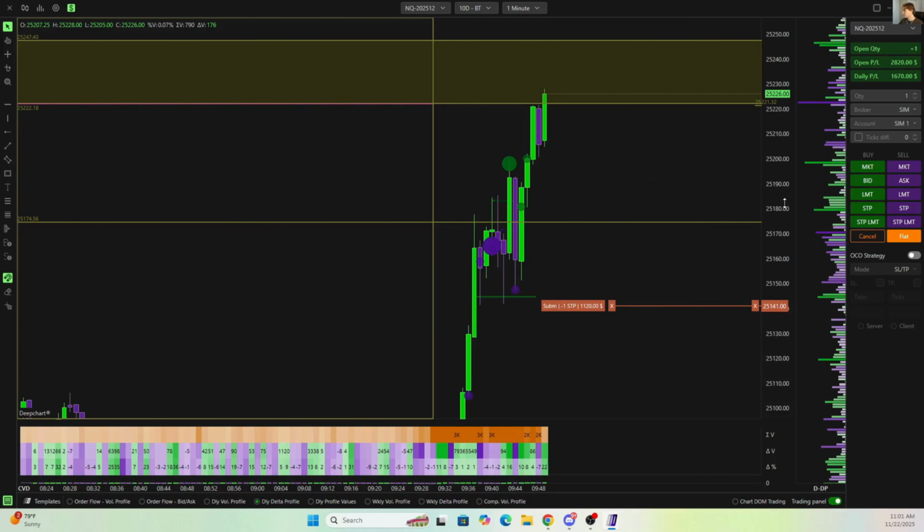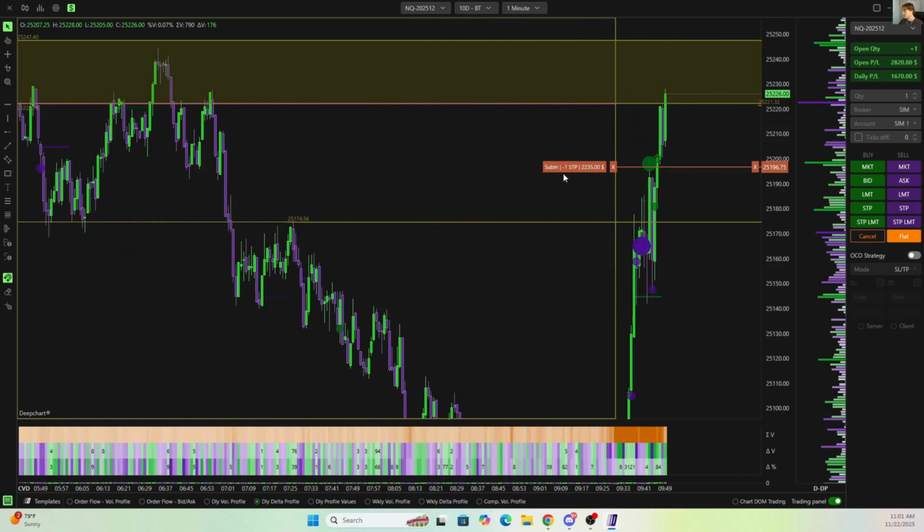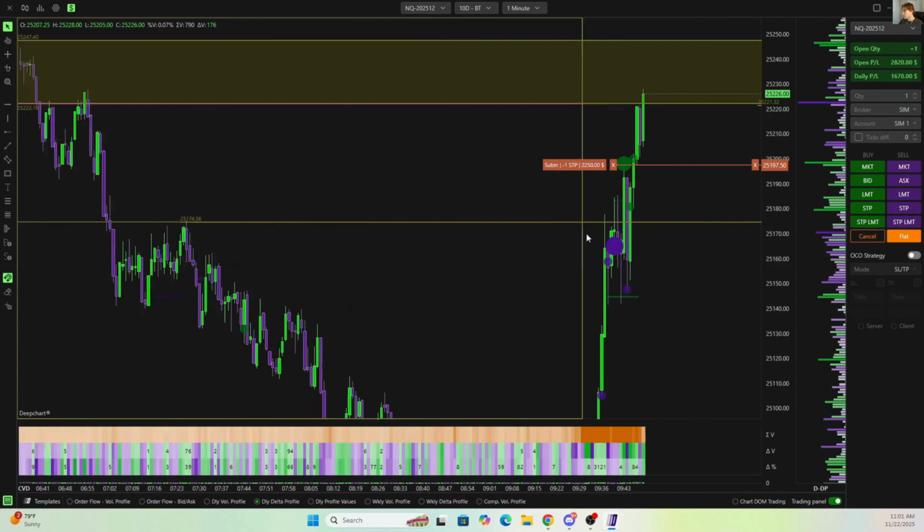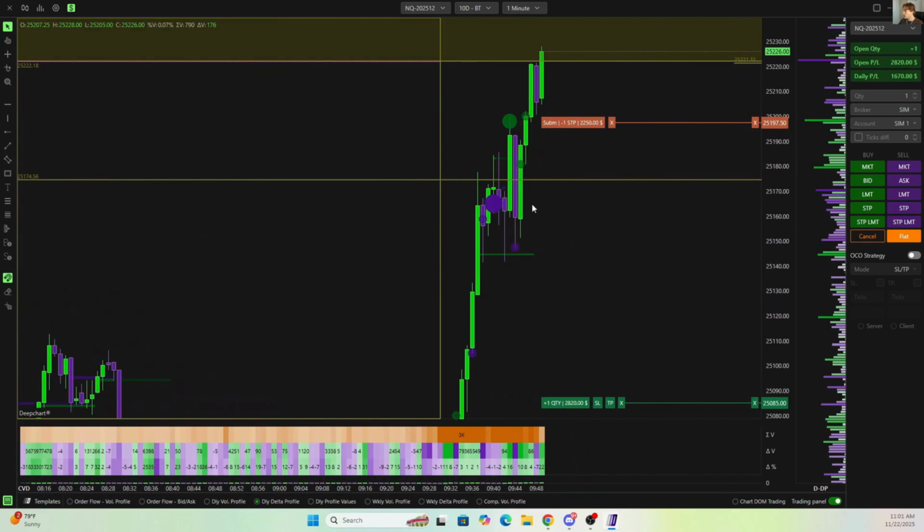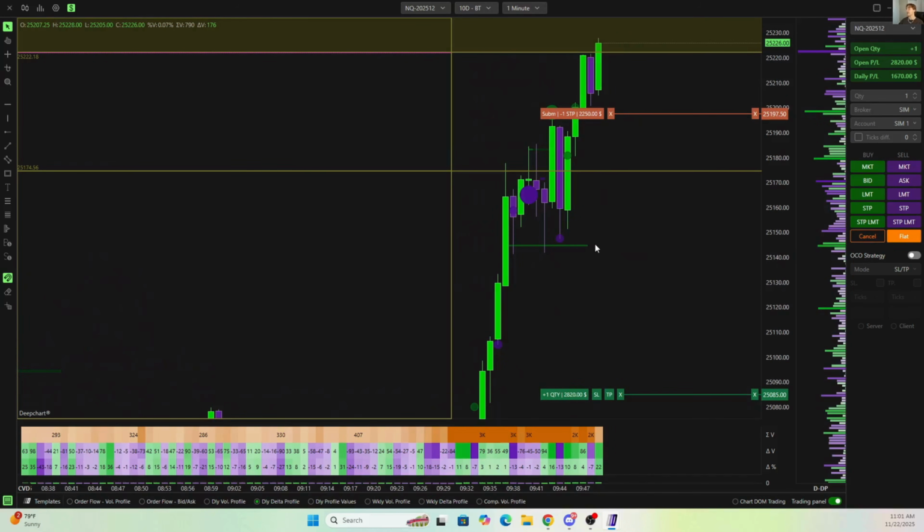What I would do here, especially with 2 contracts, I would start trailing very aggressively, maybe on the 1 minute. That's how I like to trade, especially when I'm pretty well in profit. What did we see? We saw a buy imbalance created, and we saw 3 aggressive selling attempts into it. But that buy imbalance held in this uptrend.